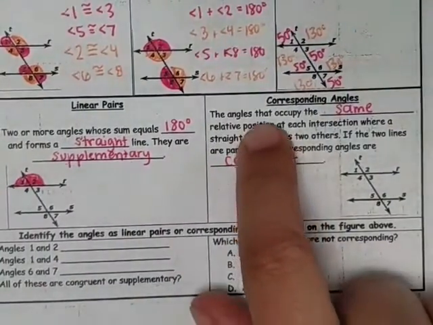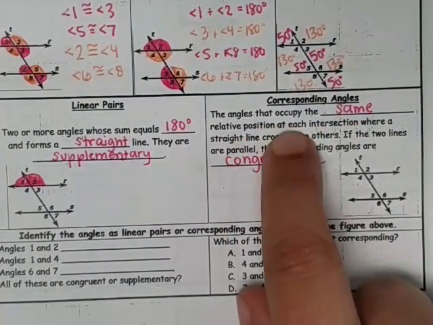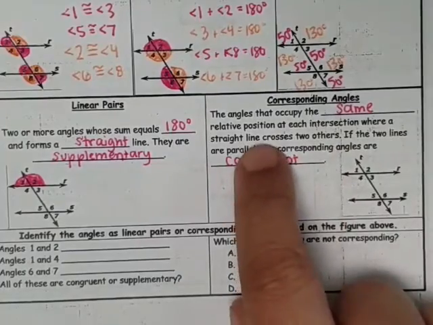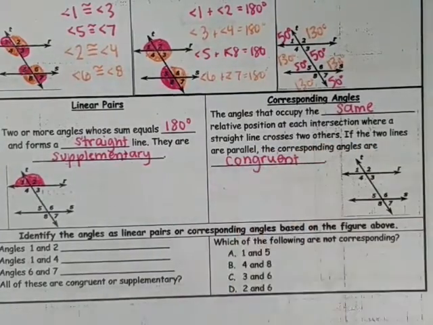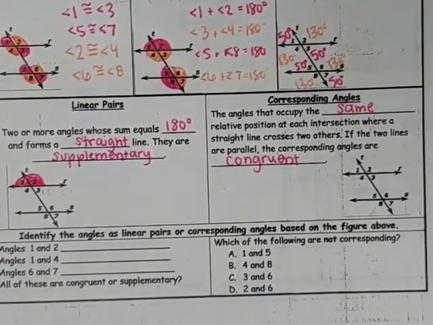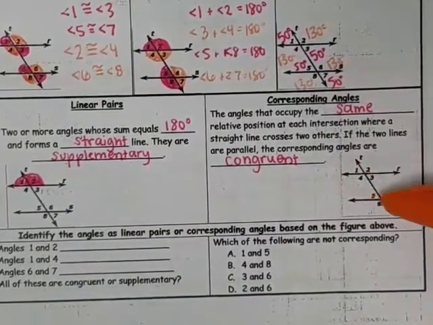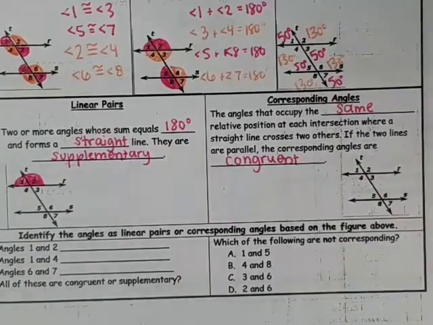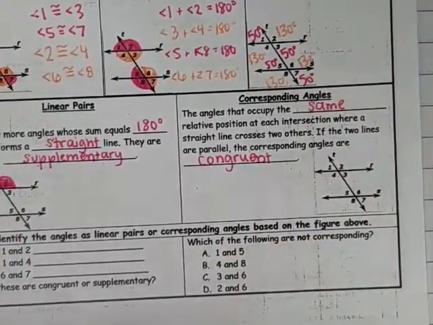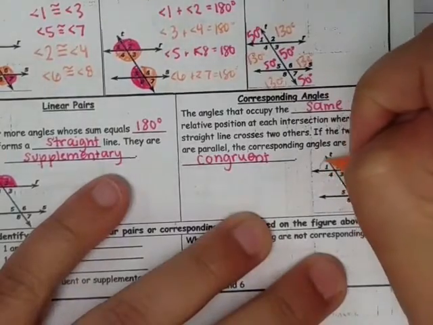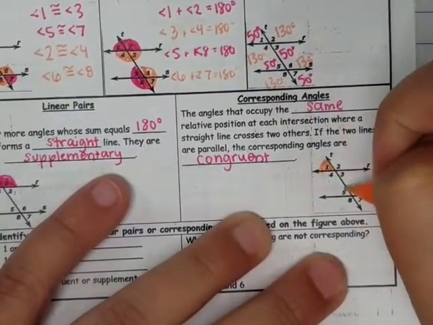Corresponding angles mean angles that occupy the same relative position to each intersection where a straight line crosses two others. If two lines are parallel, then the corresponding angles are congruent. What this means is, if you look at this picture and you pretend like this is a classroom, the ones that are in the same corner as each other are going to be corresponding. So for example, 1 matches with 5.